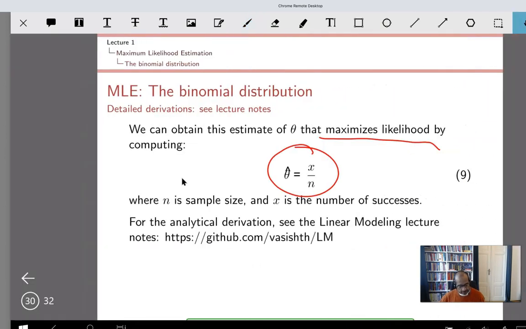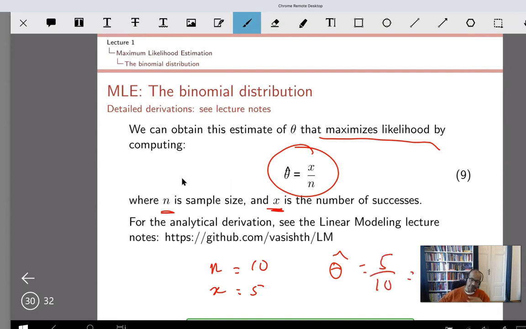Okay, so what is this formula that I'm showing you here? X is the number of successes and n is the sample size. So if you do an experiment with 10 trials and you get x equal to 5, your maximum likelihood estimate of theta, which I'm going to write as theta hat, is 5 over 10, which is 0.5. 0.5 is going to be the maximum value in the likelihood function for that particular experiment.